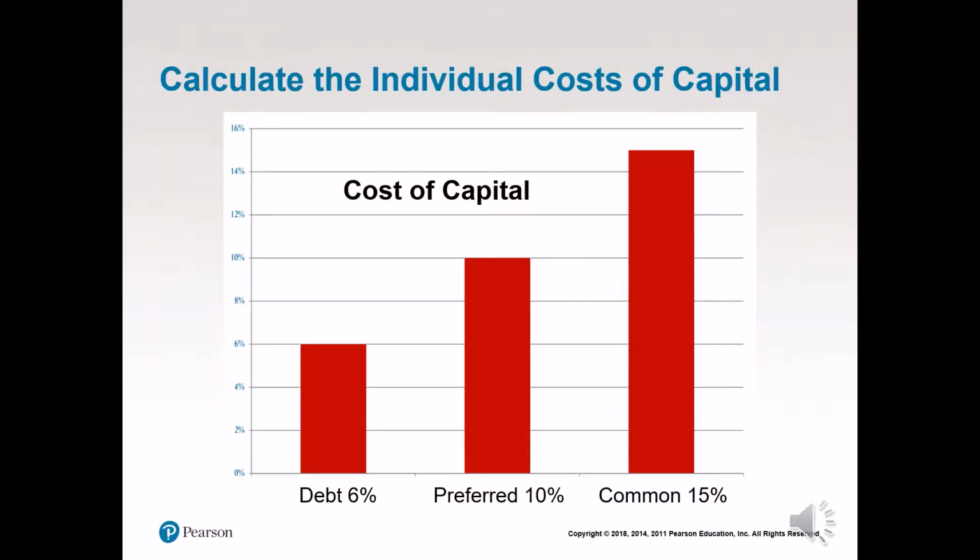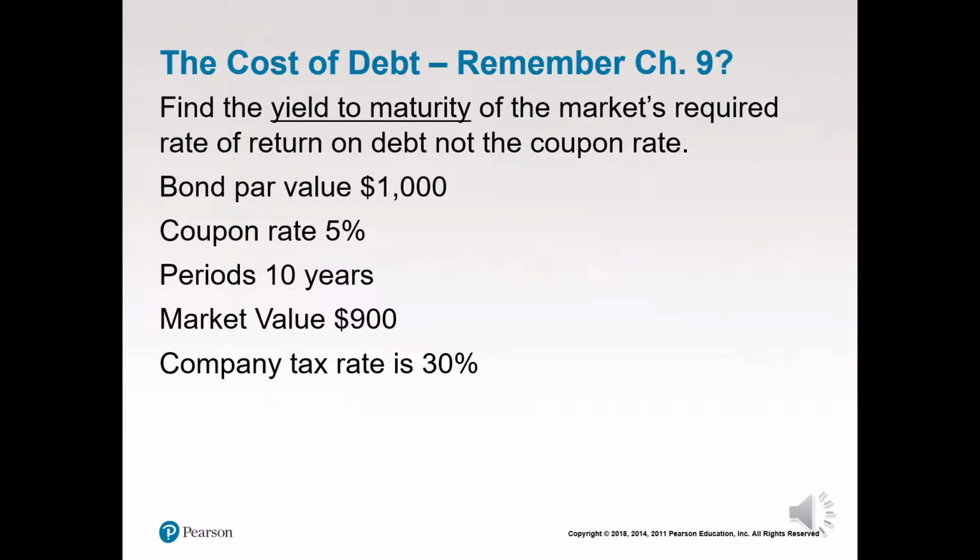Consider that the costs of capital were provided for this previous exercise. You were told that debt cost 6%, and you were told that preferred stock was 10% and common stock had a cost of 15%. But you'll also need to be able to calculate these costs as well. So you have done this before. Back in Chapter 9, we practiced calculating the yield to maturity on a bond. This is how we calculate the cost of debt.